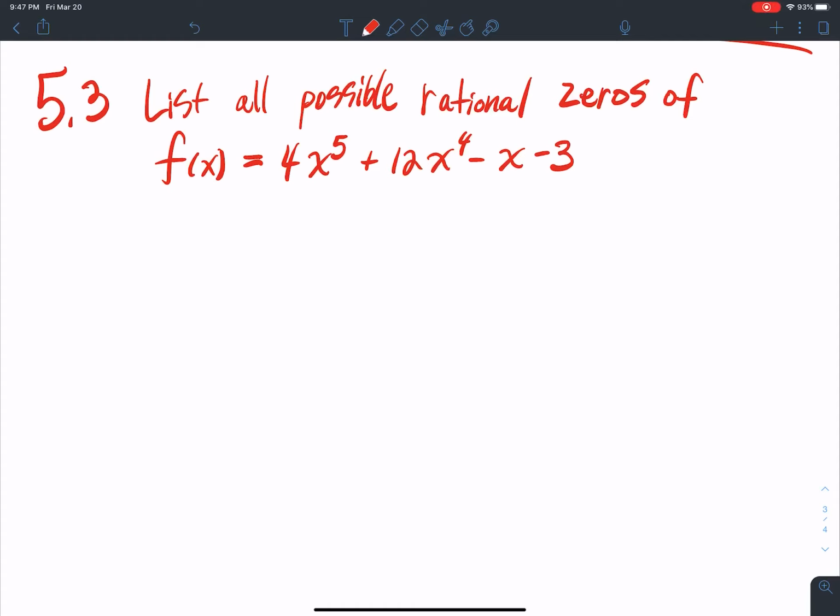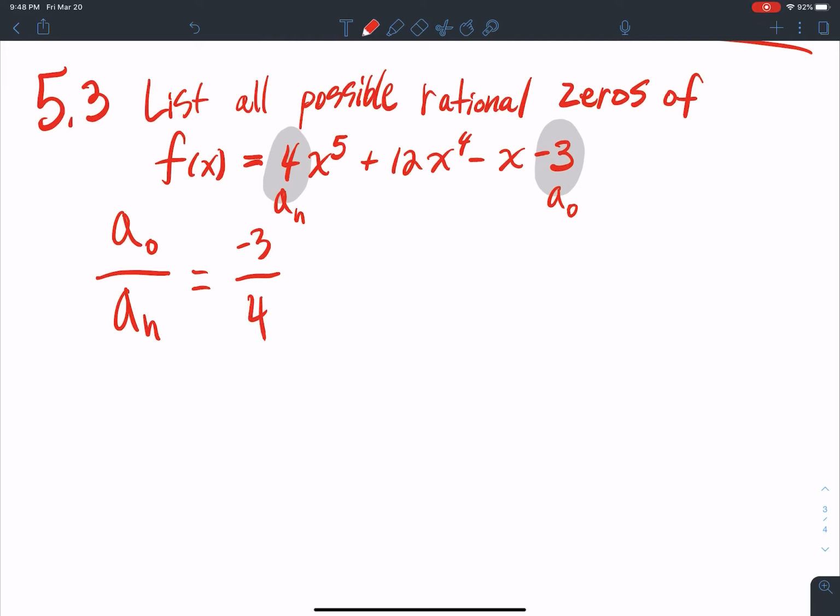Okay, so 5.3, we're going to list all possible rational zeros of this function f of x. To do this, all possible rational zeros, I take the constant a0 divided by the lead coefficient an, and I'm looking at all the possible factors of those. So I'm looking at my lead coefficient and the constant here. So my a0, my an, label those. And so let's see, I've got -3 and I've got 4 here.